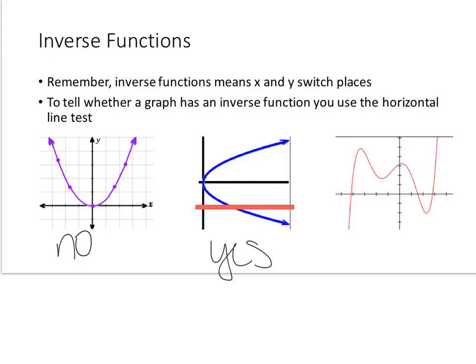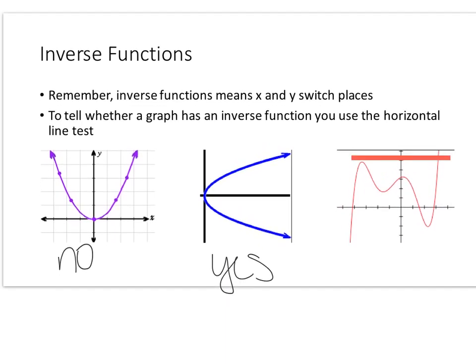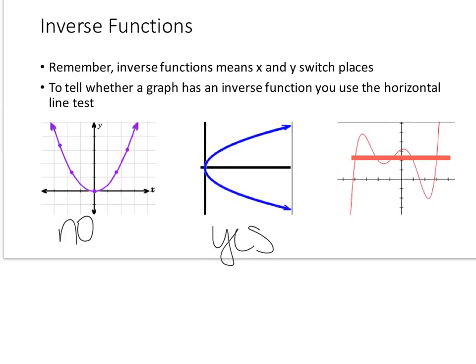For this last graph, I'm going to do the same thing. And if you see here, it touches 3 times. Down here, it only touches once. Up here, it touches 3 times. Down here, it touches like 1, 2, 3, 4, 5 times. Way up here it only touches once. But because it touches more than once at any given point, no, the inverse of this graph is not a function.